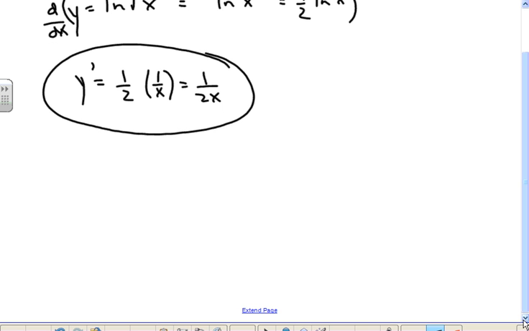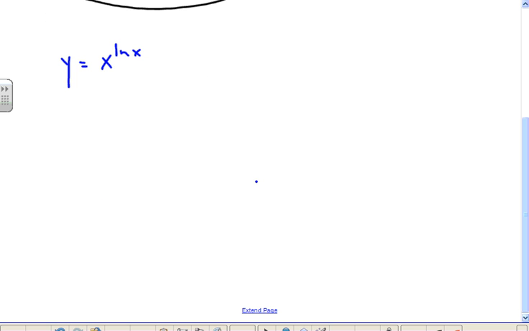Let's try another one. Let's have y equals x to the natural log of x. Try this one? Sure, why not? Notice what we have right here: y equals x to the natural log of x. With this one, we have a base and exponent that are both variables, so we can't solve it using normal derivative properties.